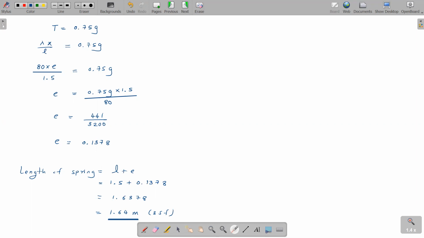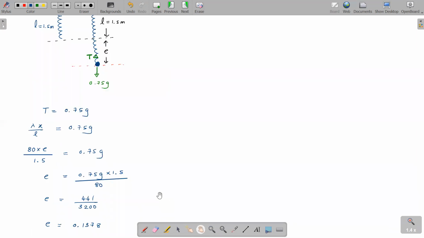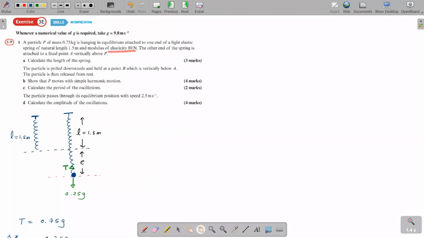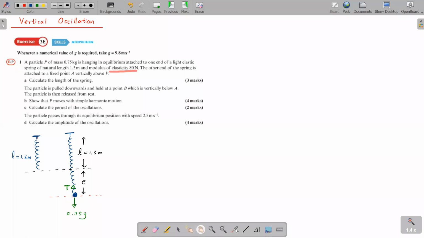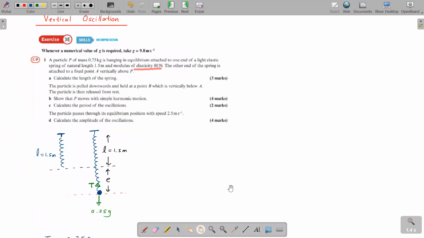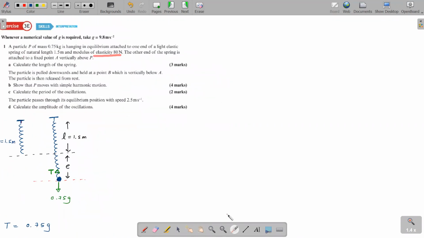Okay, so we'll move on to part B. Let's move to the next part. Part B, they say the particle is pulled downwards and held at a point B, which is vertically below A. The particle is then released from rest. Show that P moves with simple harmonic motion.